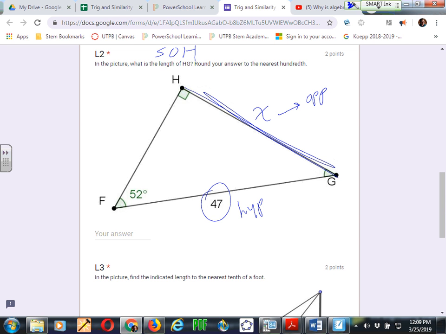So either sine or cosecant would be reasonable. You probably want to stick with sine if you can, because it's on your calculator. You've got a button for it. And so the sine of 52, we know that x, the opposite, divided by 47, the hypotenuse, is the sine of 52 degrees. I've had a lot of students really struggle with something like this.